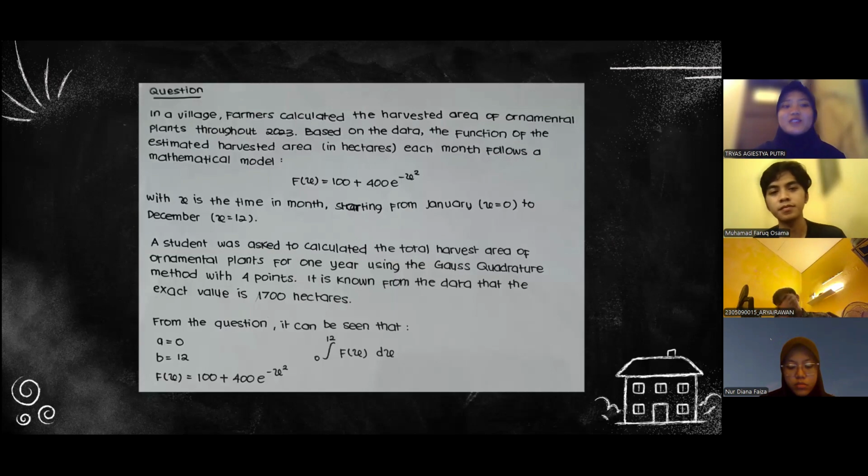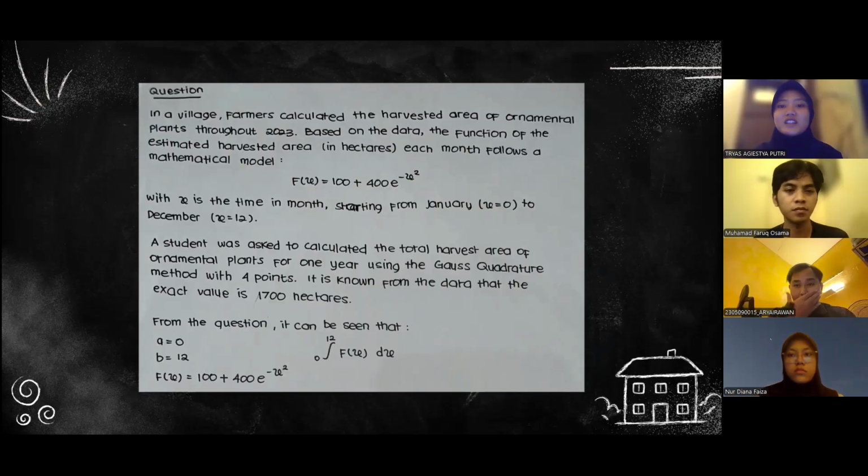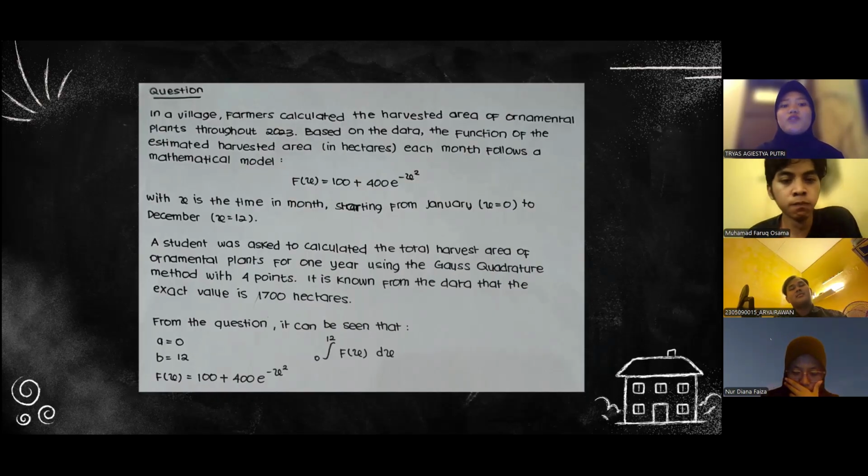Okay, I will explain how the Gauss Quadrature method with 4 points is used to solve this question. The question is: in a village, a farmer calculates the harvested area of ornamental plants through 2023. Based on the data, the function of the estimated harvest area in hectares each month follows a mathematical model like that, with x the time in months, starting from January x equal to 0 to December x equal to 12. A student was asked to calculate the total harvest area of ornamental plants for 1 year using the Gauss Quadrature method with 4 points.